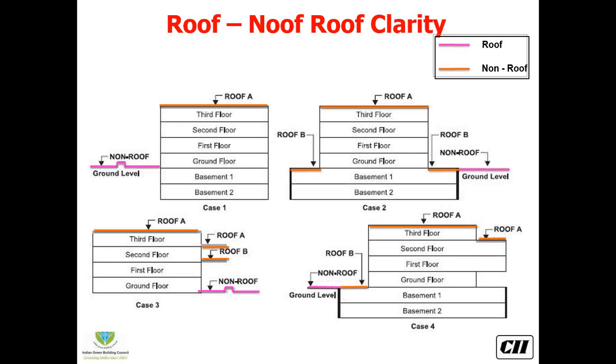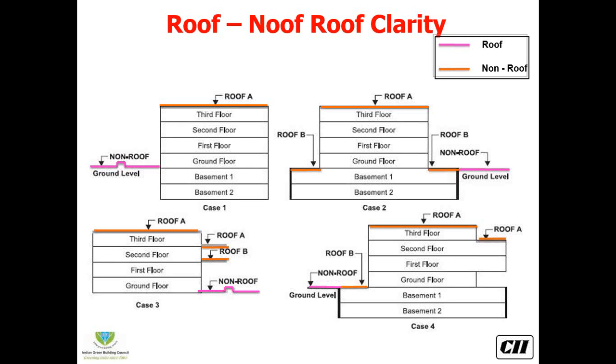In case number 3, there are no basements. Directly the non-roof, the ground level, is touching the ground floor. In case number 4, the basement roof is extending to the ground level. And also, if you see, there are multiple projections from the building side. Here, how we define a roof, what areas are to be considered roof A, and what areas are to be considered non-roof is very important. And even in the rating programs, it is accordingly evaluated.